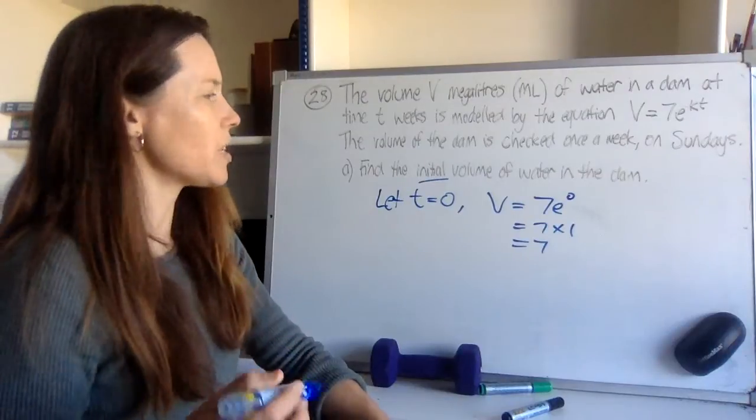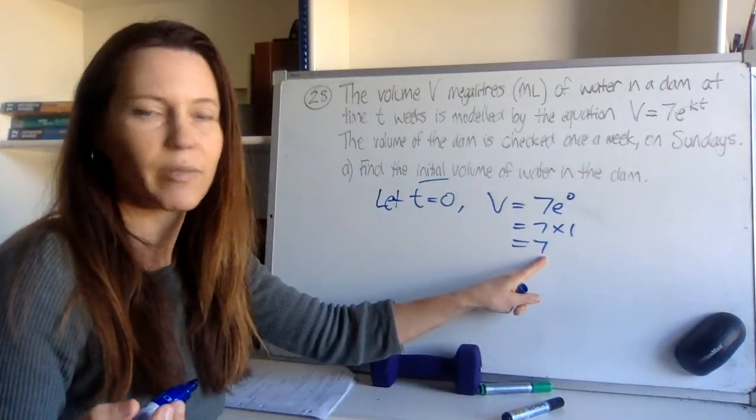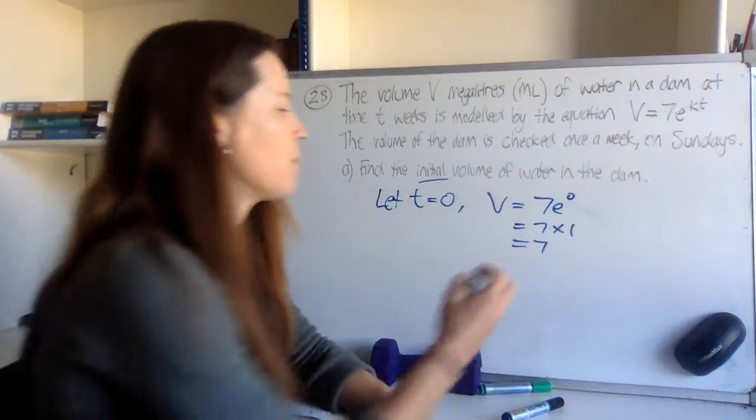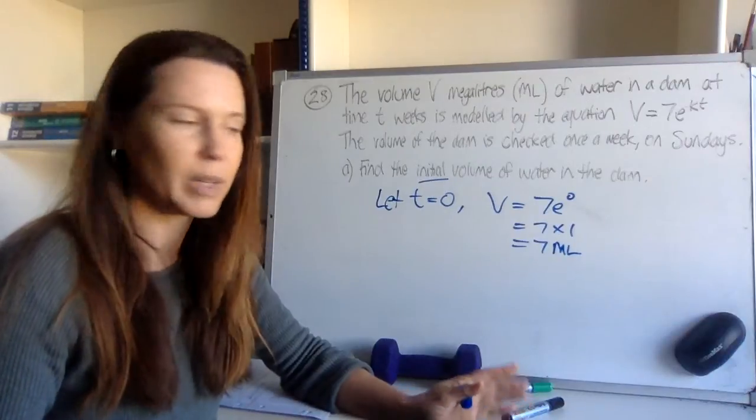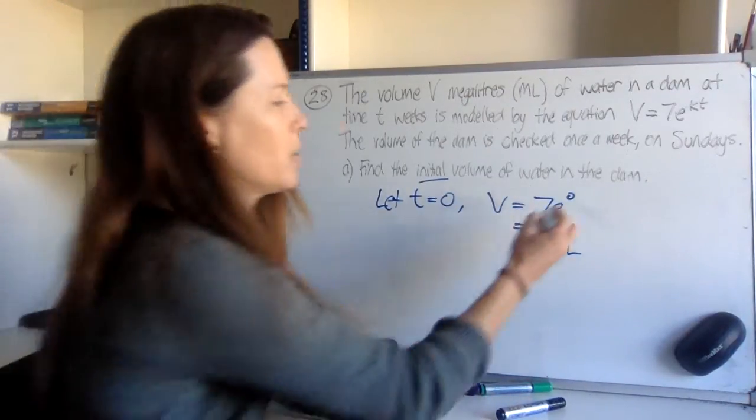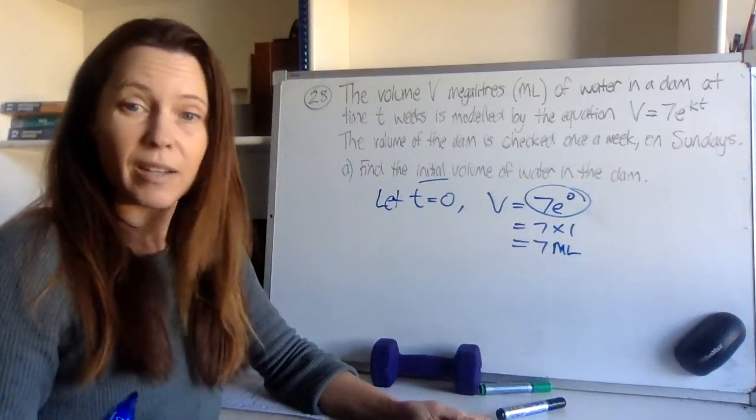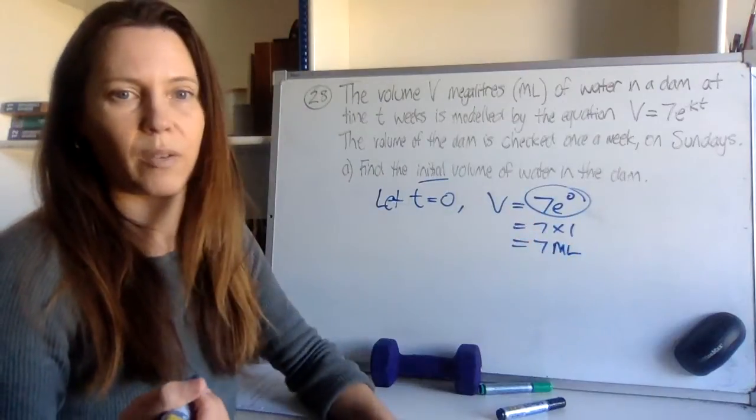Now, the question says find the initial volume of water, so leaving my answer as 7 is not quite good enough. I think it makes sense to say 7 megalitres, so that we've got our units there. Now, this is only worth 1, but it is in the section where you need to show your working. So even working as simple as just this part is probably enough, but set it out nicely so it's really straightforward in your mind what you're doing and why.